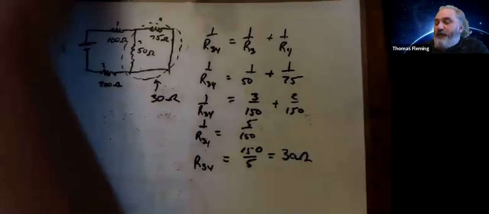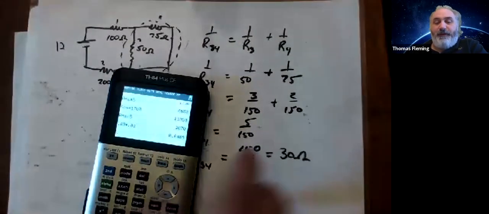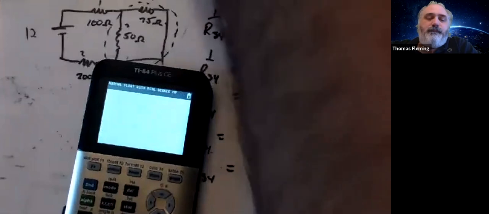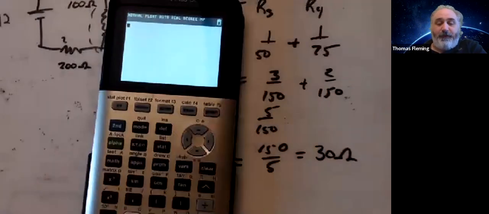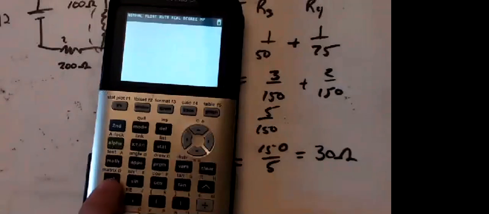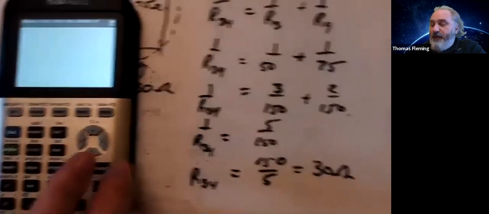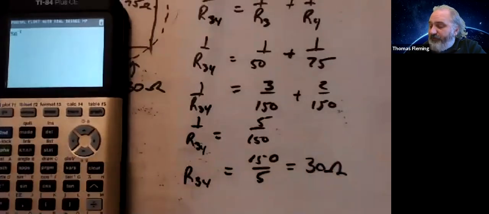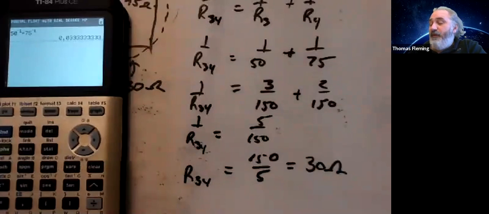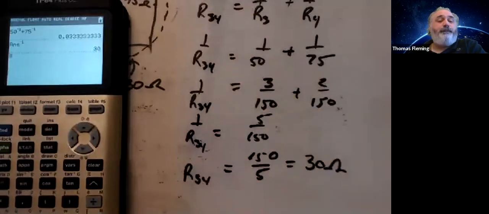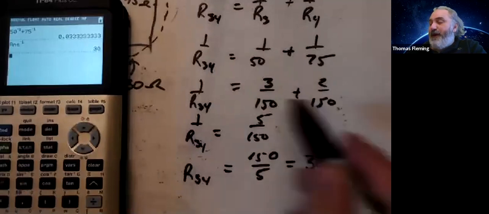If I was doing this on my calculator, and again, you don't have to use common denominators, you've got this nifty little reciprocal button right here, the x to the minus 1 button. So I'm going to do 50 reciprocal plus 75 reciprocal. Boom. Now, that's 1 over my thing. It's not R34, so I have to take the reciprocal of that. So don't feel like you have to do the stupid common denominator stuff.